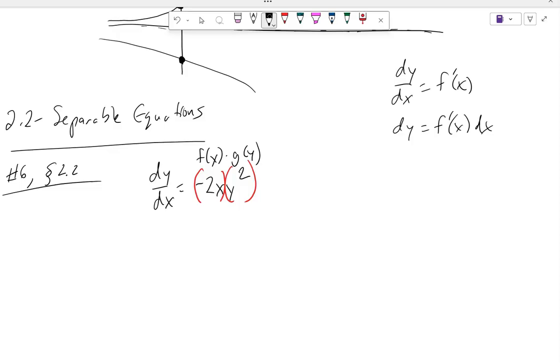So what we're going to do is write this in an equivalent differential form, but we're going to take all of the y's and put them together, and all of the x's and put them together. So I'm going to write this as 1 over y squared dy, and I'm going to write it as negative 2x dx. Now, when you do this, you're not going to have a dy in the denominator, or a dx in the denominator. I need a function of y dy equals a function of x dx for it to be separable. Don't try to get creative with the differentials.